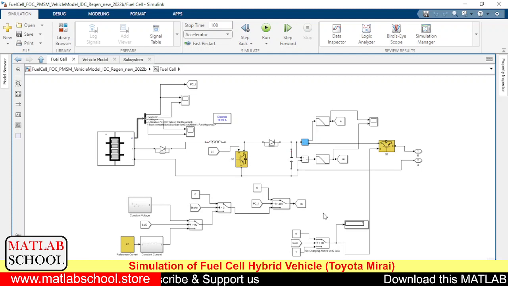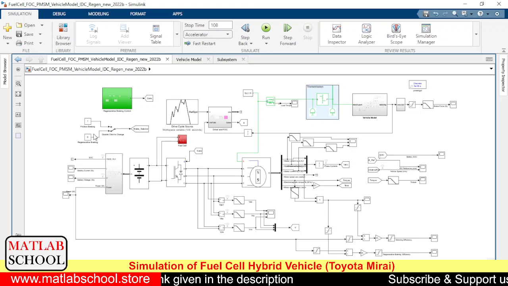Here I have given two provisions. Either we can run the vehicle in regenerative braking mode, or we can run the vehicle in frictional braking mode. If it is run using regenerative braking mode, the range will get extended, and if it is run using frictional braking mode, the range will get decreased to a certain extent.